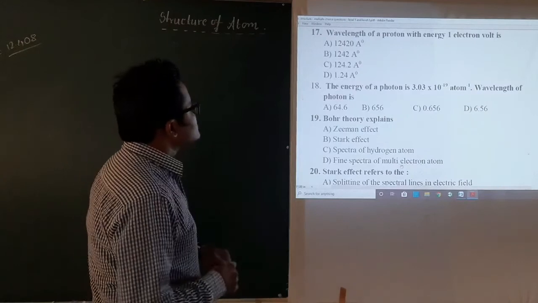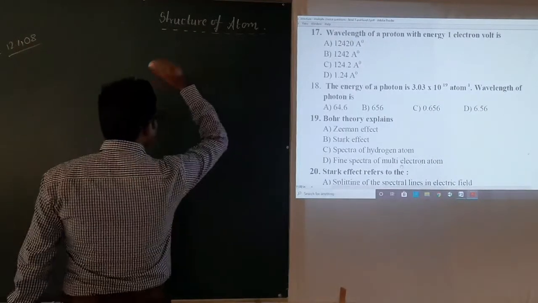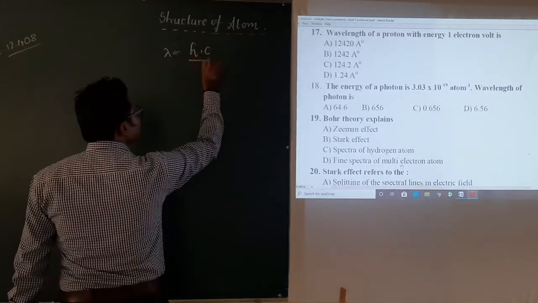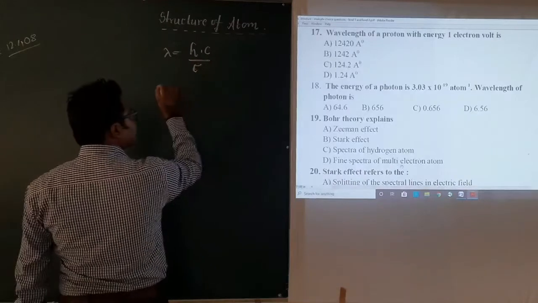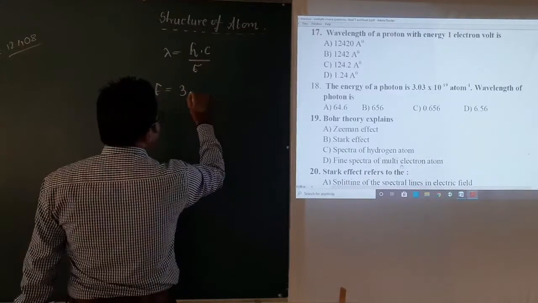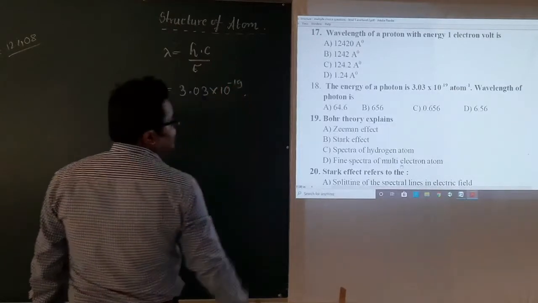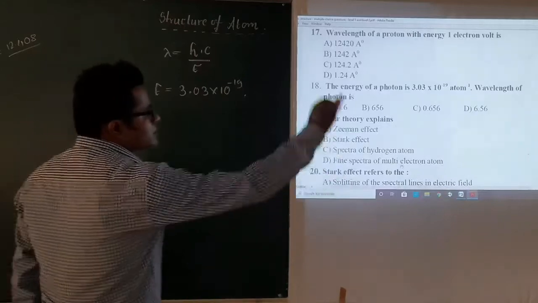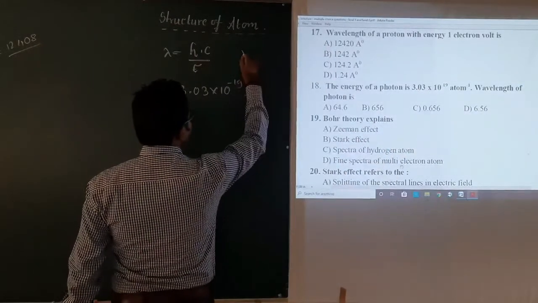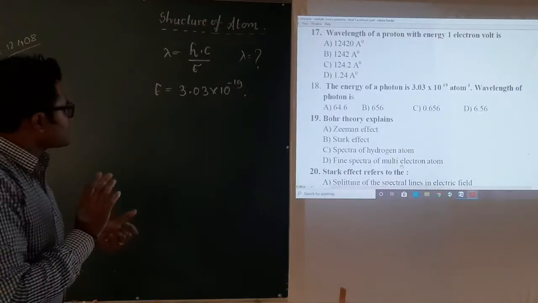Okay, so the next question is the energy of a photon. Taking the same consideration, lambda is equal to h into c over e. Here what they have given is the energy as 3.03 into 10 raised to minus 19 per atom. Now they have directly asked us what is the wavelength of the photon, taking into consideration the same formula.